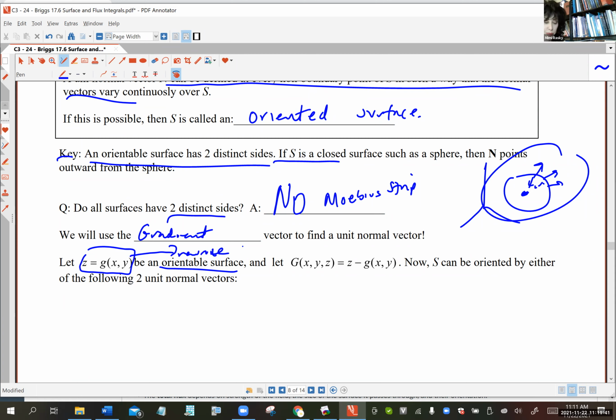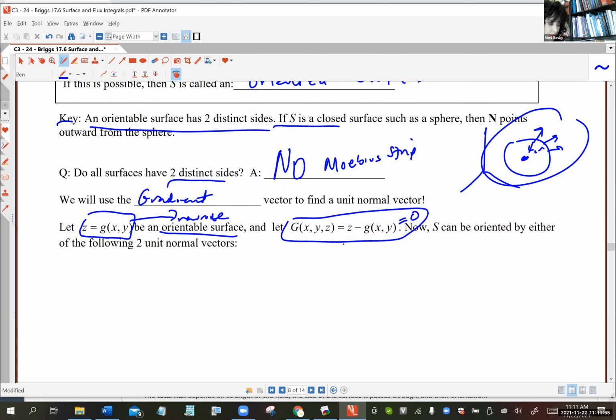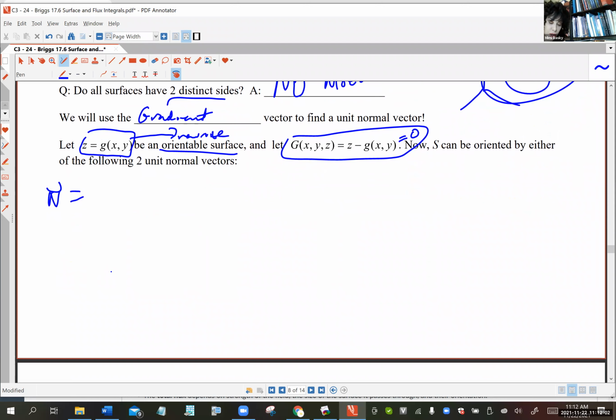It didn't matter which side you got everything on. You want everything on one side and zero on the other. And so we're going to rename this big G. And so the normal vector will be the unitized gradient. So del G, and we'll unitize it. So we'll divide by its magnitude.